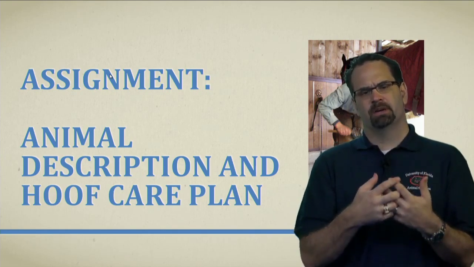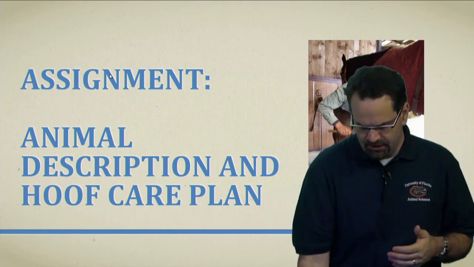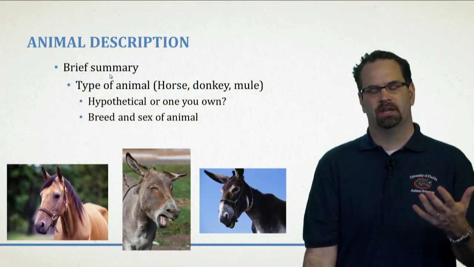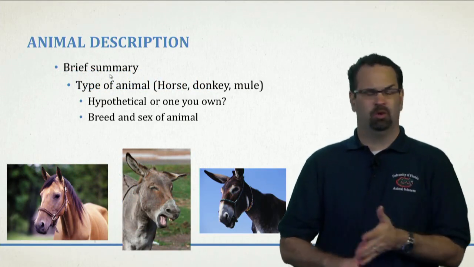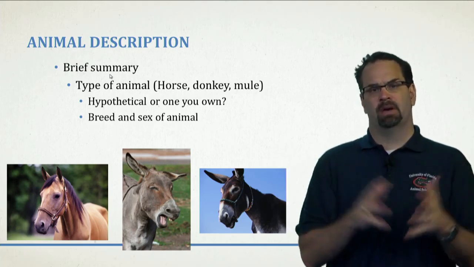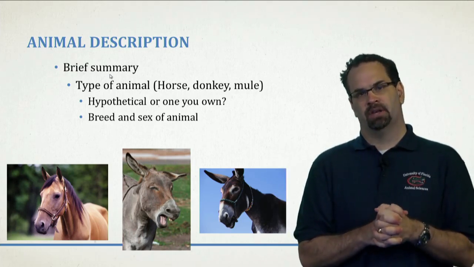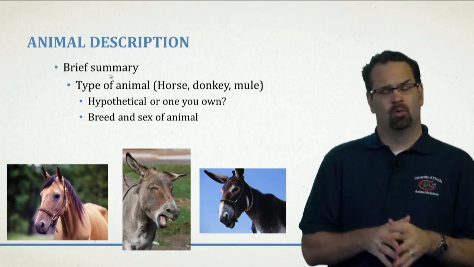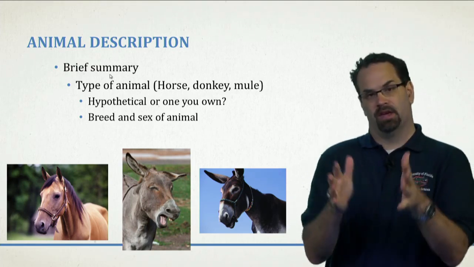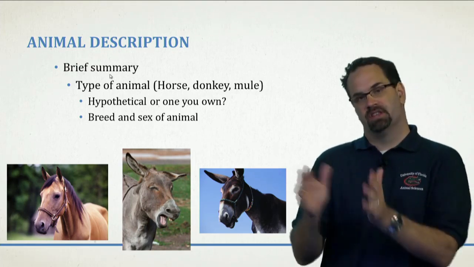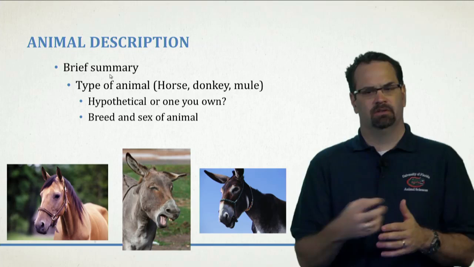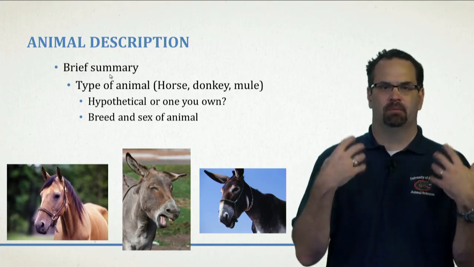So for this assignment, in the beginning, we're asking you to choose an animal, any type of equid that you would like to own, whether it's a horse, donkey, mule, or other type of hybrid or a zebra. Use your imagination if you're choosing a hypothetical animal. If you actually own horses, donkeys, mules, etc., you can choose one of them and apply the assignments each week to that animal. Now, for a quick brief description, in my example, I would say I'm choosing a horse.